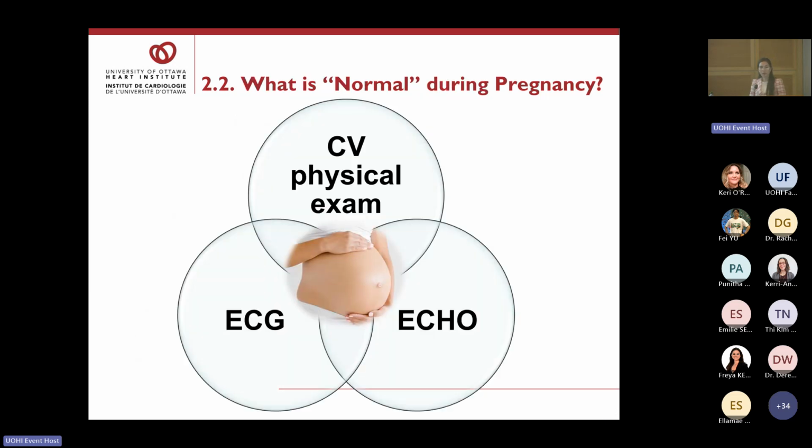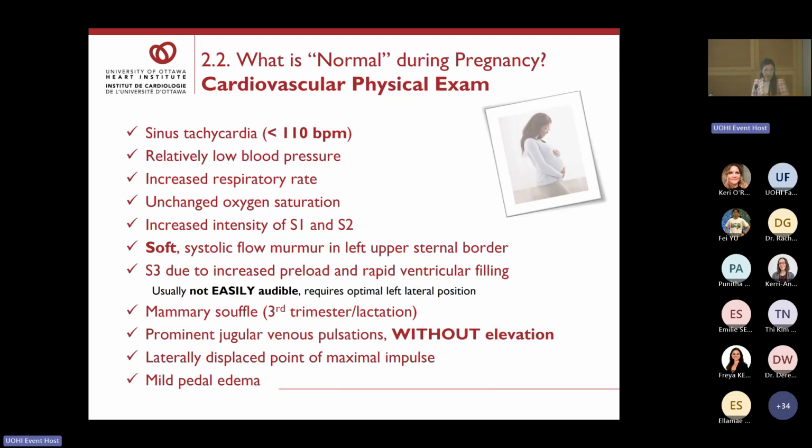So now I'll walk you through what we can expect as normal in terms of physical exam, ECG, and echo in pregnancy. So we already talked about the increase in heart rate. It should never be above 110, and you need to consider the baseline heart rate. You may have a relatively low blood pressure, an increase in rest rate, but the saturation should remain normal.